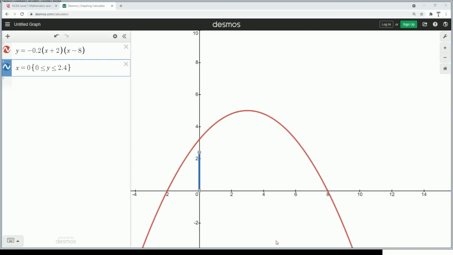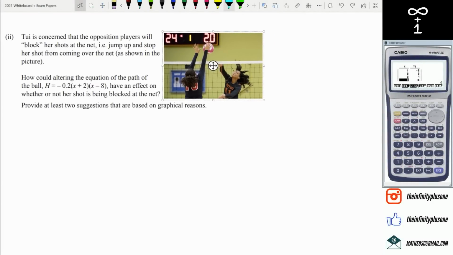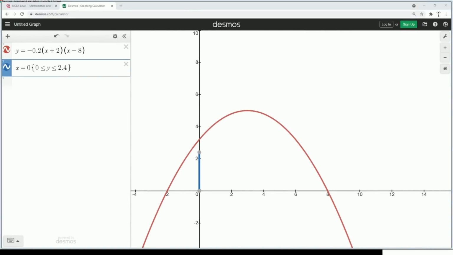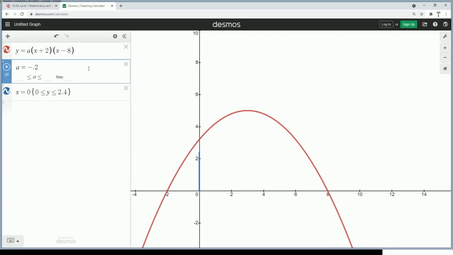So if you guys have a look at, where is it? So the H right there. This is the graph. I've simply taken the graph and I have drawn it on Desmos. Now the question is asking what can we change so that the person doesn't actually block it, right? So the first thing I'm going to talk about is this little value here, which is generally known as the scale factor. Sometimes it's called the A value, lots of different things. So I'm just going to put that as A for now. And I'm going to change that to negative 0.2.